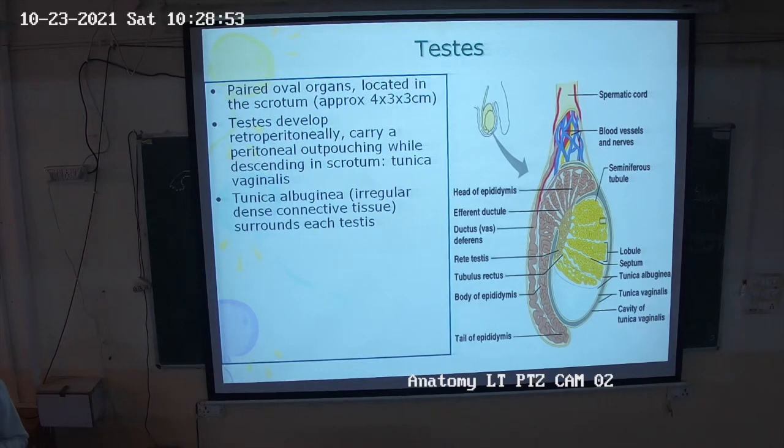Then the seminiferous tubules near the posterior part, just before entering the mediastinum, get straightened up, and they unite and form straight tubules. The straight tubules in the mediastinum form a network of tubules, which is known as the rete testis. The rete testis again forms convoluted tubules and forms the head, body and tail of the epididymis. Then the epididymis in the distal part continues as the vas deferens. The vas deferens along with the duct of the seminal vesicle forms the ejaculatory duct.